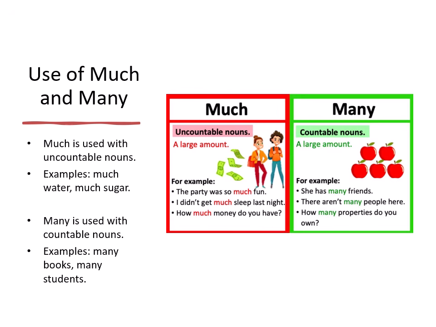Use of much and many. Now let's look at a large amount of something. We use much with uncountable nouns, for example, much water or much sugar. We use many with countable nouns like many books or many students. Think of it this way: if you can count it on your fingers, use many.